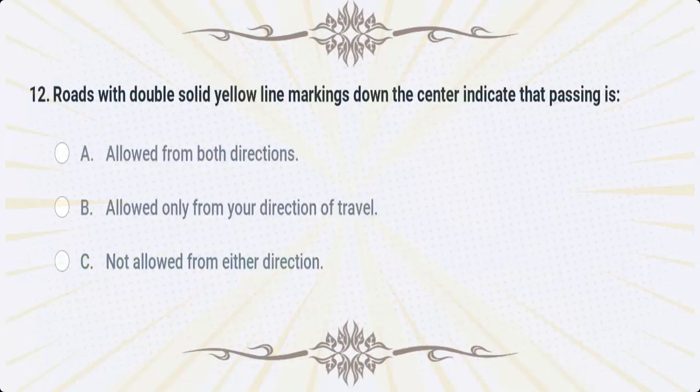Roads with double solid yellow line markings down the center indicate that passing is A. Allowed from both directions. B. Allowed only from your direction of travel. C. Not allowed from either direction. C. Not allowed from either direction. A double solid yellow line down the center of a road indicates that traffic is moving in opposite directions and that passing is not allowed from either direction.